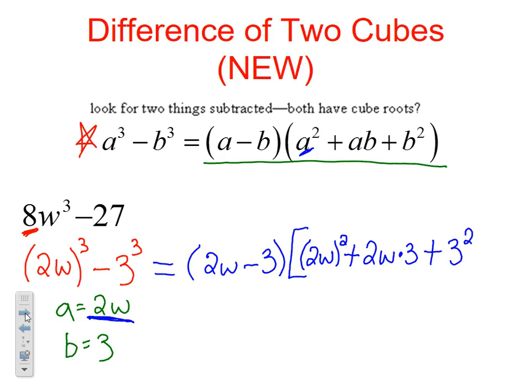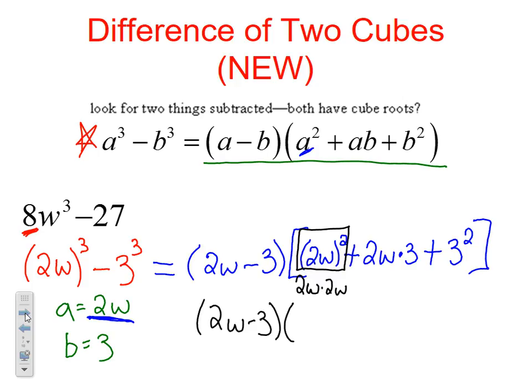Okay? Simplify what's in the second part. So the first part's staying the same, so I have my 2w minus 3. Second part I'm breaking down. Now this squared means it's 2w times 2w. If I break that down, I have 2 times 2 is 4, and I have w times w, so it's w squared. That's how I want that written, you guys.